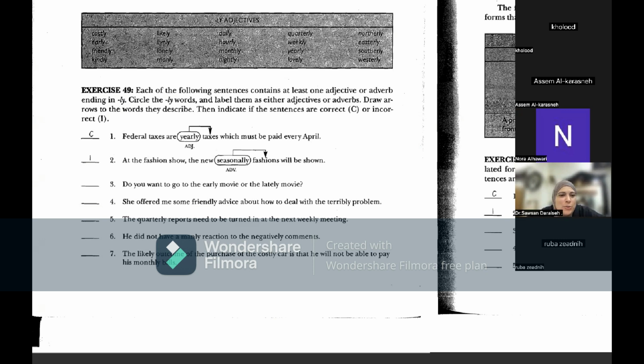Which sentence do you want to read? Okay, and tell us, Doctor, whether it's correct. I'm going to pick sentence number 6. Go ahead. He did not have a manly reaction to the negatively comments. Yeah, we have two words. This is an incorrect sentence. The correction will be negative comments.